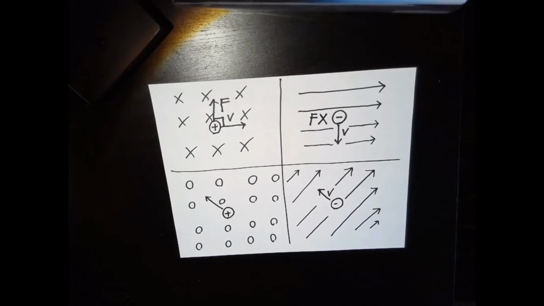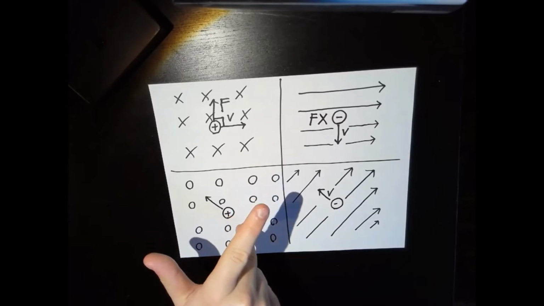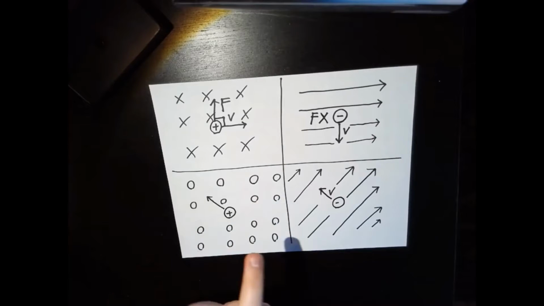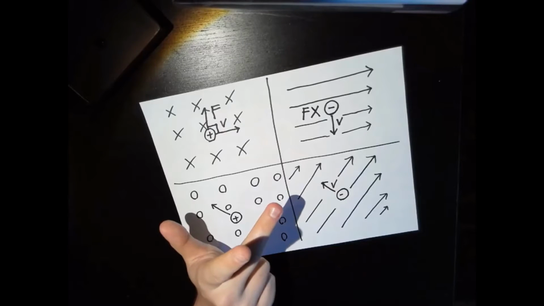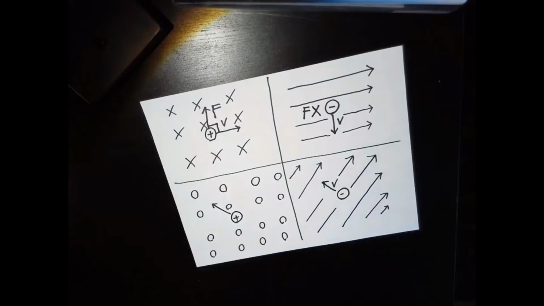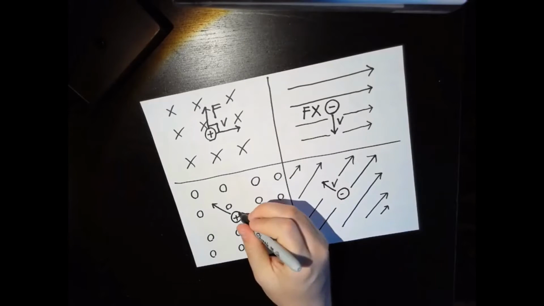For this one down here, you can see it's at an angle, but I can do the same thing. It's a positive charge, so I'll point my thumb in that direction, and I can see here that the magnetic field is coming out of the page, so I'm going to hold my pointer finger up out of the page, and when I do that, I can see that my middle finger is pointing in this direction, so that will be the direction of the force.